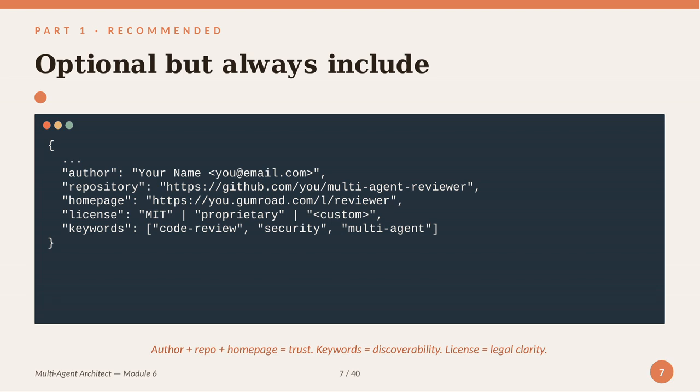Homepage. Your Gumroad URL or marketing site. The storefront is your first sales surface. This is your second. License. Spell it out. MIT, proprietary, or a custom license name. The keyword goes here. The full text goes in a separate license file.